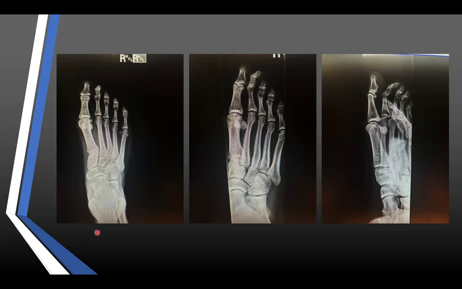So the poll now is: is there anyone who would elect to do anything more substantial for this patient, or continue the course of activity modification and see how he does?